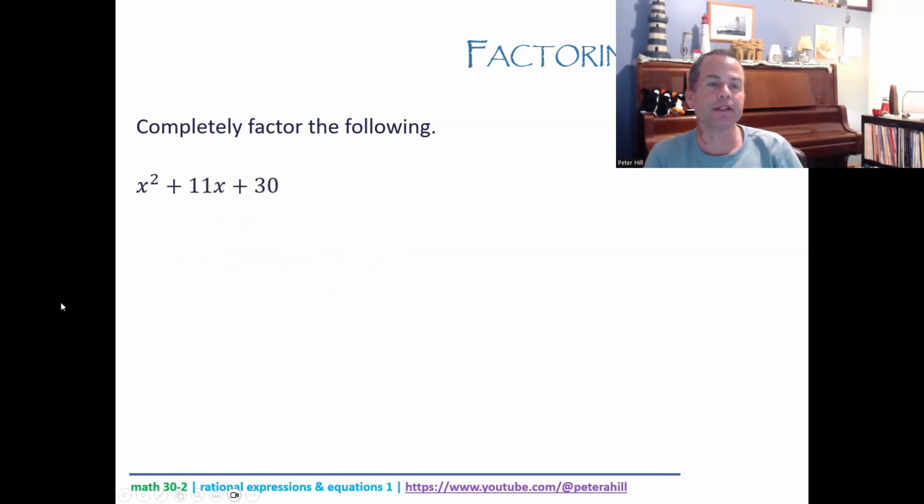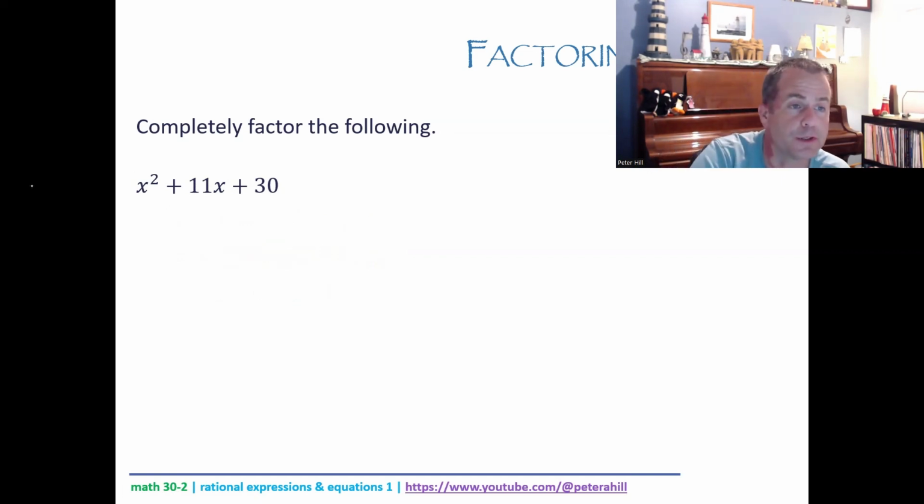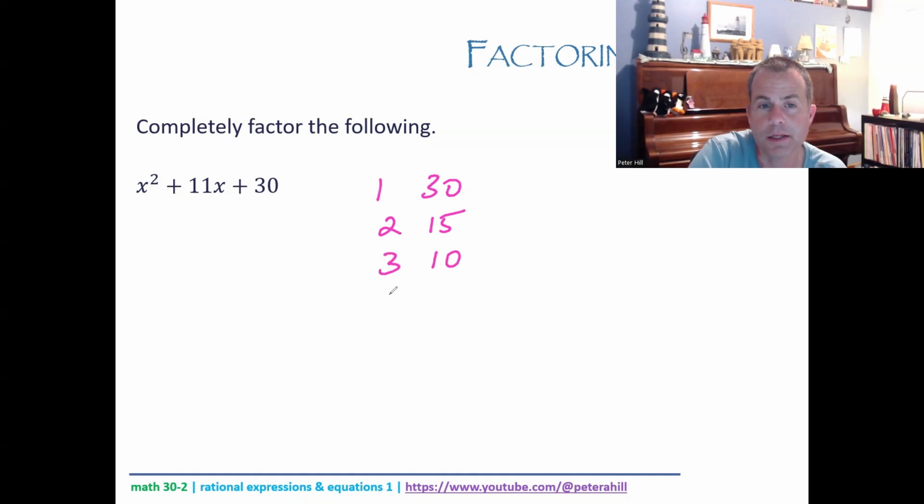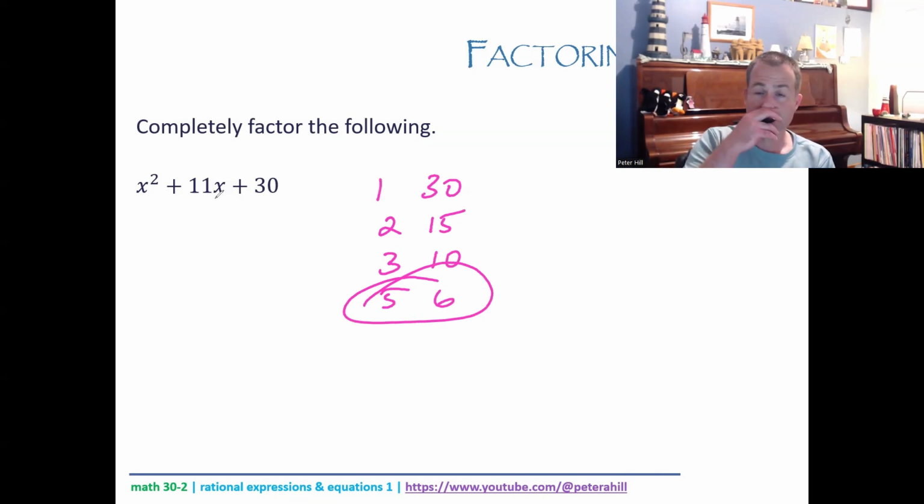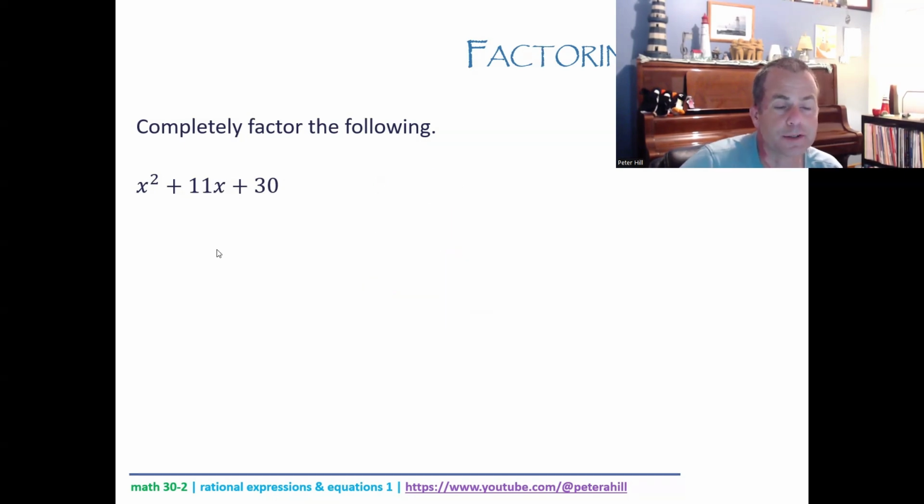x squared plus 11x plus 30. Okay, again, looking for two numbers that multiply together to give me positive 30 and add together to give me 11. So I'm going through my factors of 30. I can write them out for you if you like. 1 and 30, 2 and 15, 3 and 10, 5 and 6. Oh, look at that. 5 and 6 add up to 11. Okay, so I'm going to break my 11x into 5x and 6x. And then I'm going to factor the front two, factor the back two.